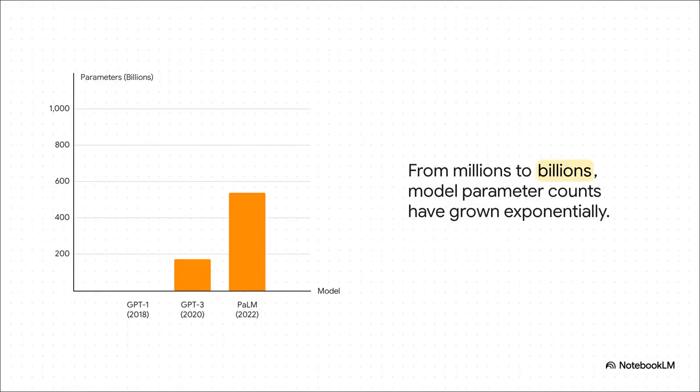And with that foundation in place, the race to scale was on. Just look at this chart. In 2018, GPT-1 had 117 million parameters. Pretty big. By 2020, GPT-3 had 175 billion. Two years after that, Google's PaLM model hit 540 billion. The growth is just absolutely exponential.